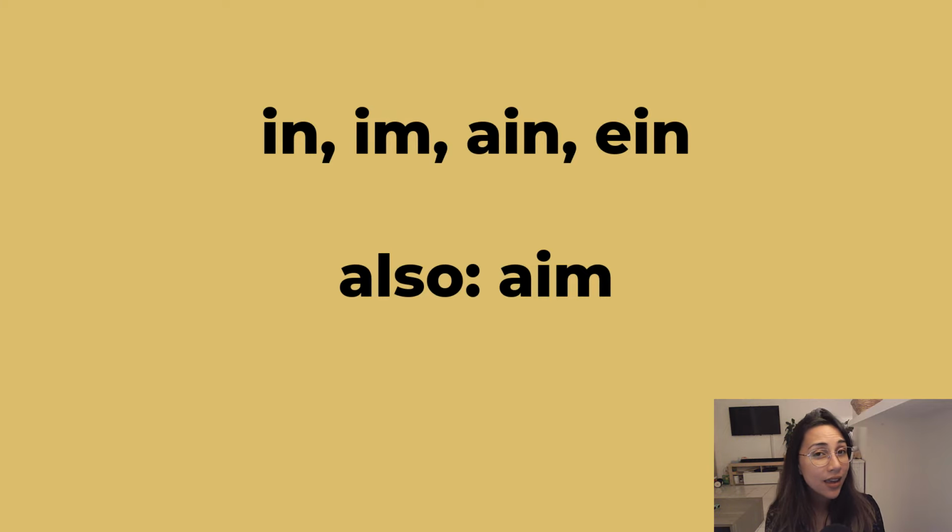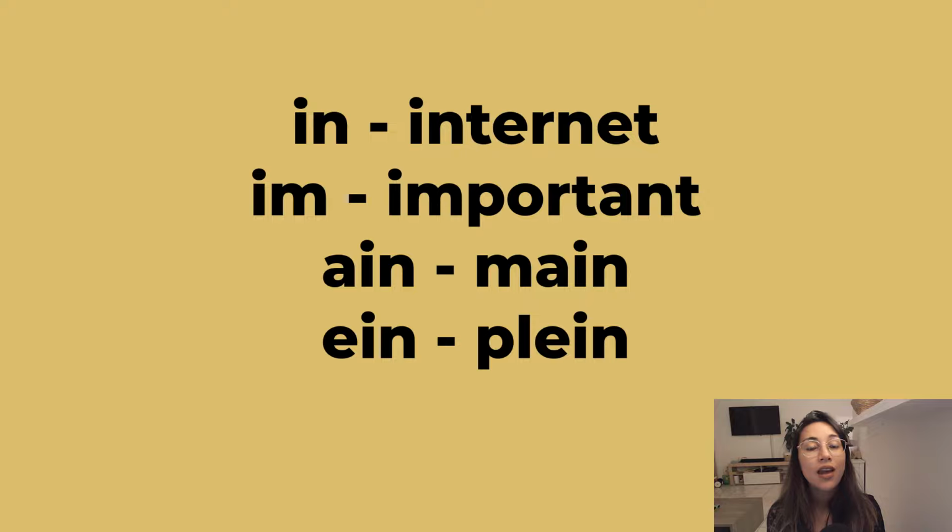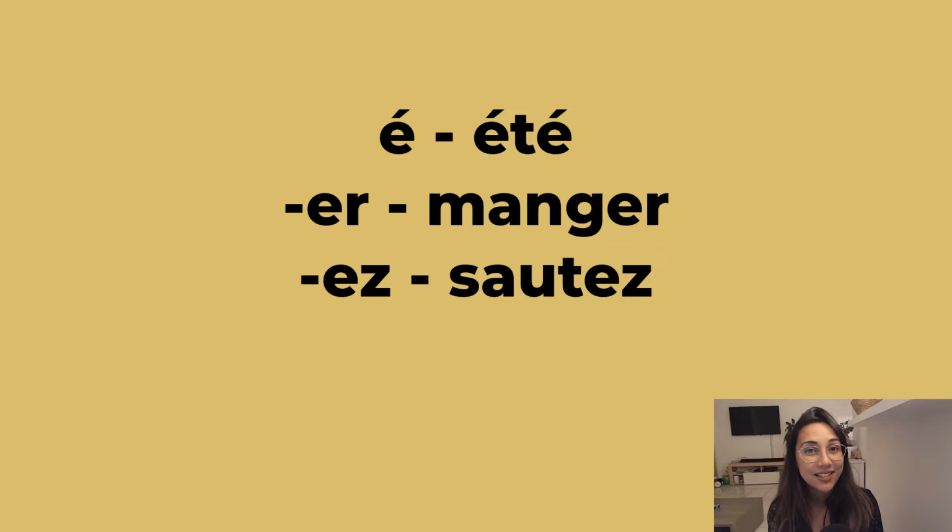Another particularity in French is that you might come across the same sound, but with a different spelling. It is quite common, actually. For example, the nasal vowel un. You will see it written these ways: I-N, I-M, A-I-N, and E-I-N. But they're actually pronounced the same way. So, Internet, important, main, plein.